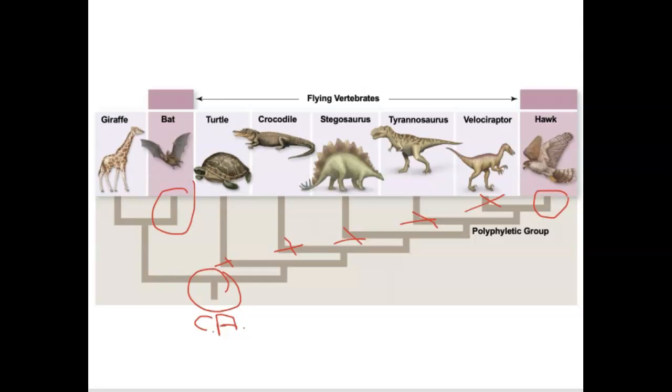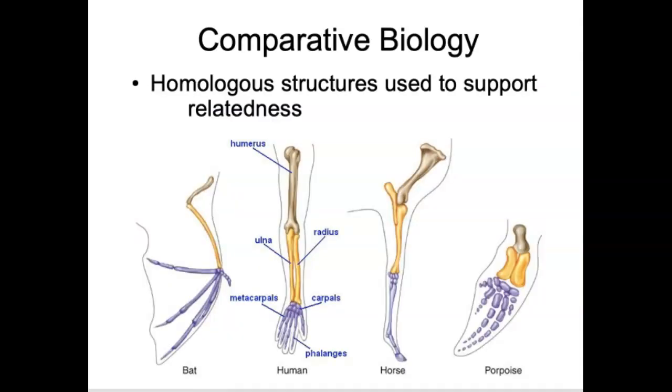Okay, all right. So I wanted to give you a feel for organization, classification, systematics, all those things. What we want to look at now is a little bit of comparative biology. How do we use this field to help organize and classify and arrange species? With comparative biology, we often use what we call homologous structures to show and support relatedness.